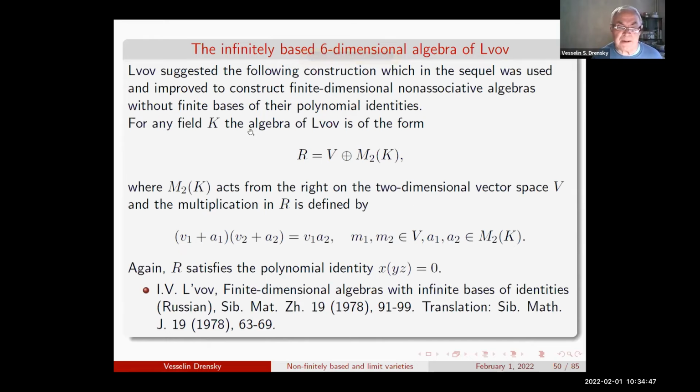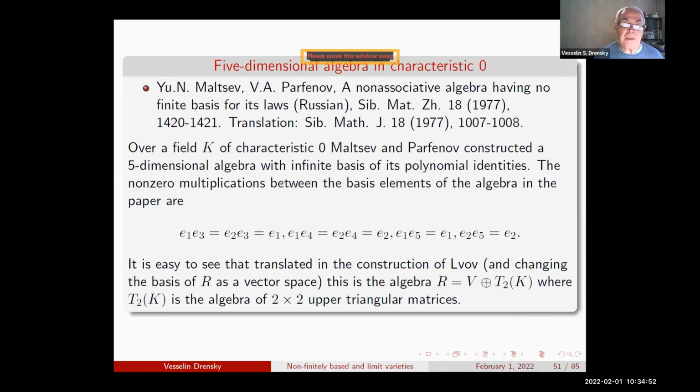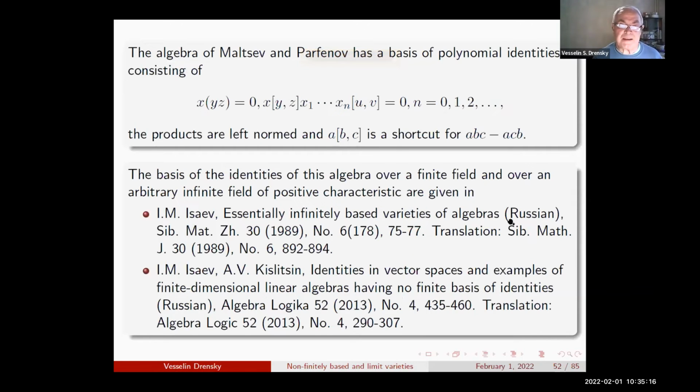This idea was further developed of this kind. For example, Maltsev and Parfenov, Yuri Maltsev and Parfenov, they did this in characteristic 0. The algebra was 5-dimensional again, but the vector space had an action with 2x2 upper triangular matrices. This algebra has a basis of polynomial identities, which are this one. Here again, the products are left normed.